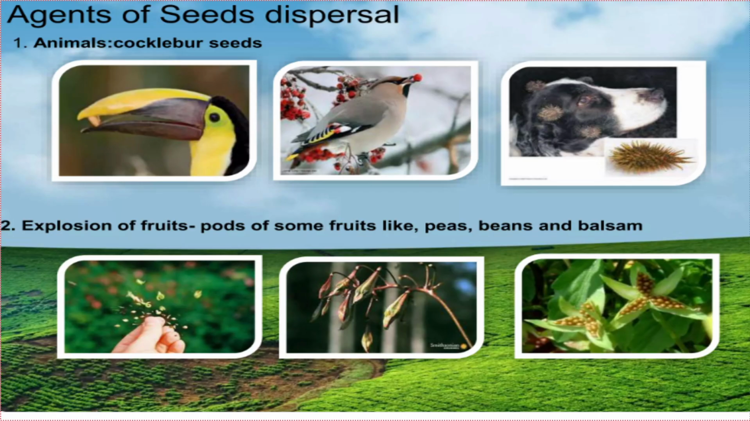And then the hitchhikers. These seeds, like cocklebur seeds, have special spines or hooks that get attached to the fur of animals like dogs and cats. When these animals rub their body against trees or shake their bodies, these seeds get detached and fall on the ground and start growing their own leaf.